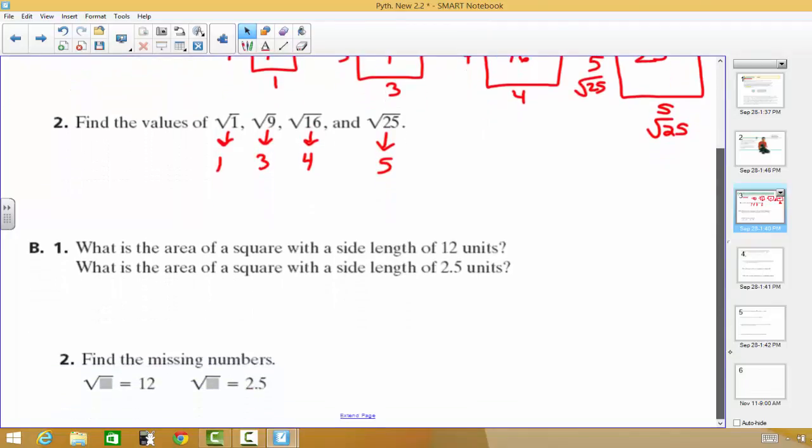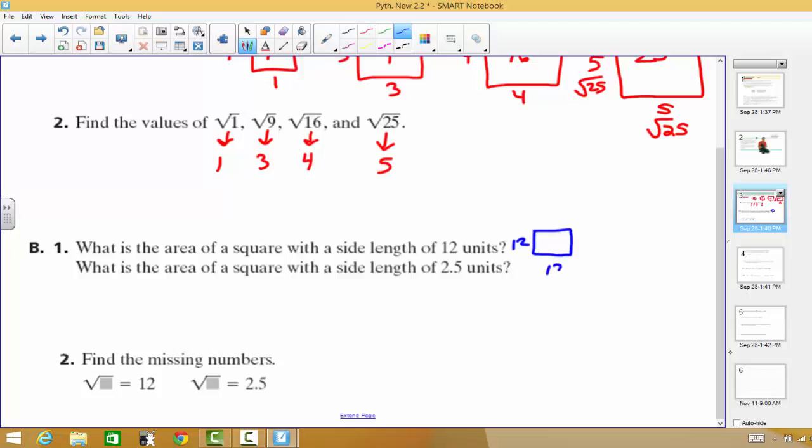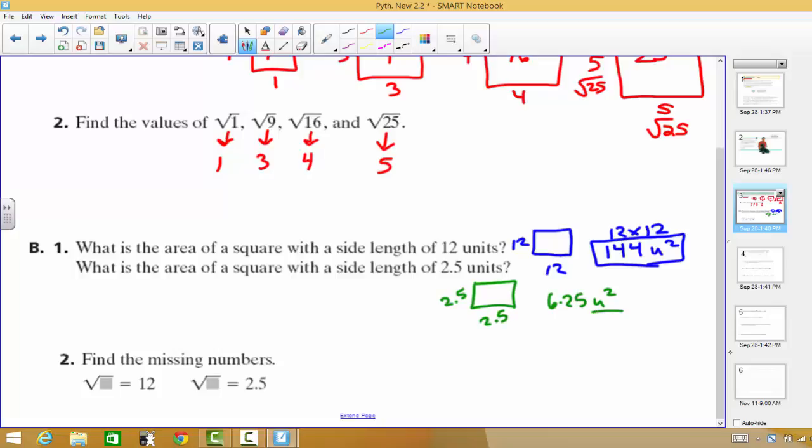So the next question says, what is the area of a square with a side length of 12? So if a square, that means all the sides are the same, is a 12 by 12, the area would be 12 times 12, which is 144 units squared. And then it says 2.5. So 2.5 times 2.5 is 6.25 units squared. Because if you have 25 quarters, you have $6.25.